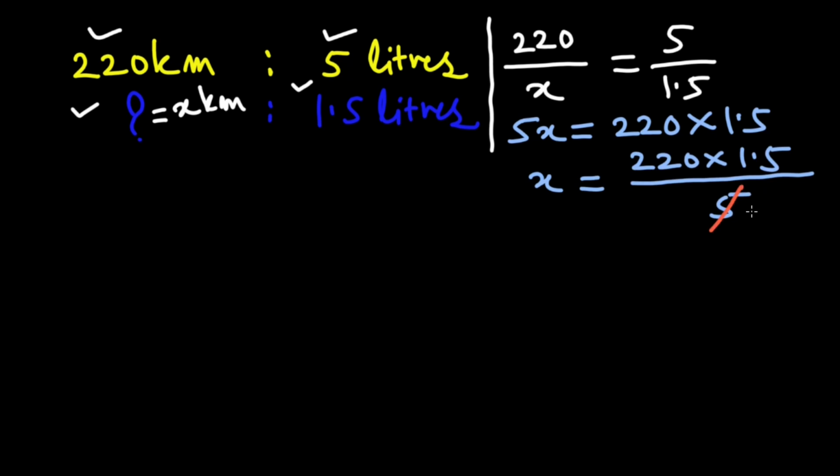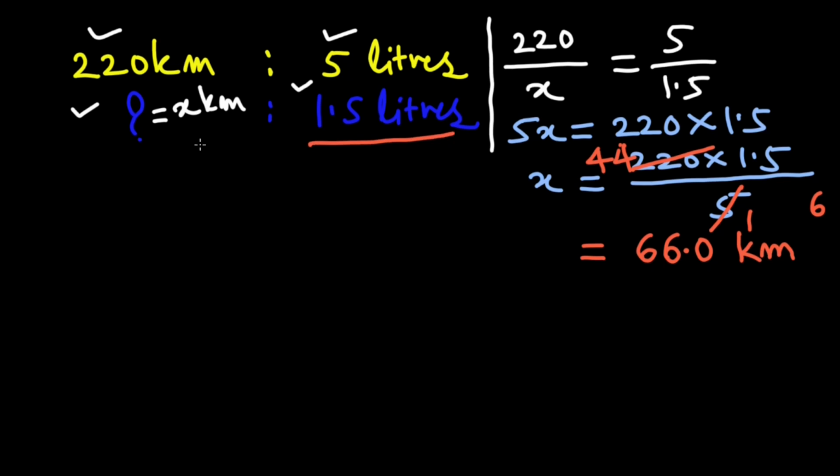So it will be 5 ones are 5, 5 fours are 20, and 5 fours are 20. So it will be 15 fours are 60, 6 carry. 15 fours are 60 plus 6, 66, 1 decimal, 66 kilometers. So in 1.5 liters, the motorbike will cover 66 kilometers of distance.